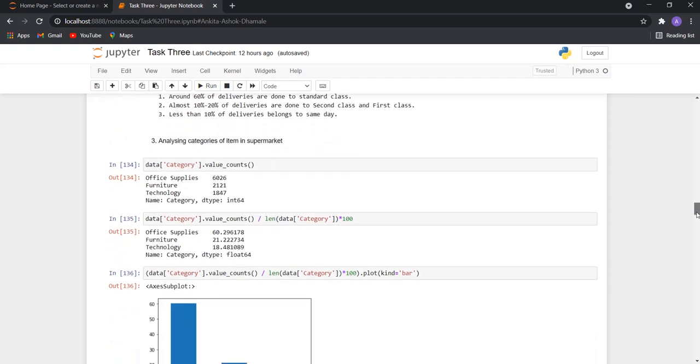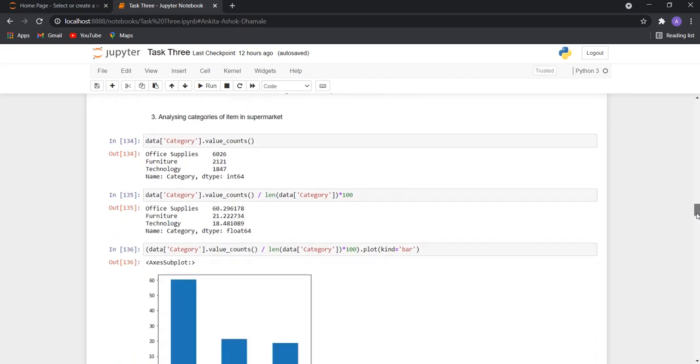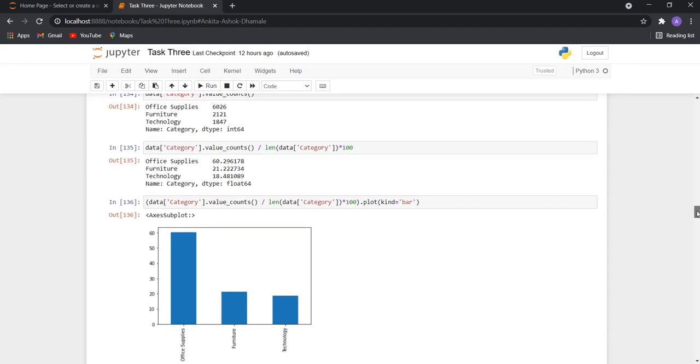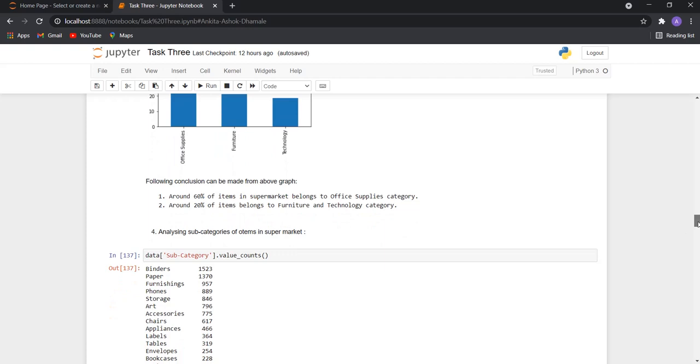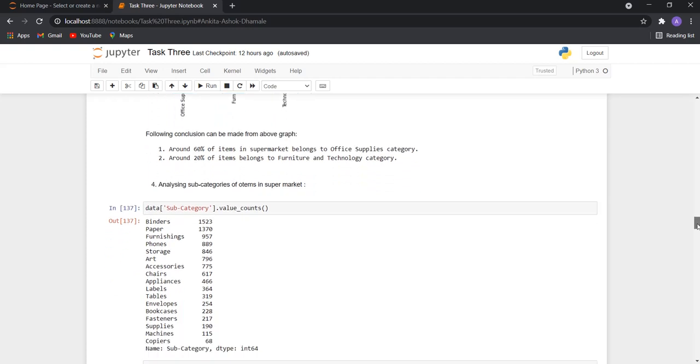Next, we will analyze the categories of items in the supermarket. So there are 3 different categories: office supplies, furniture, and technology. So here we conclude with the observation that around 60% of items in the supermarket belong to the office supplies class, while around 20% of items belong to the furniture and technology categories.